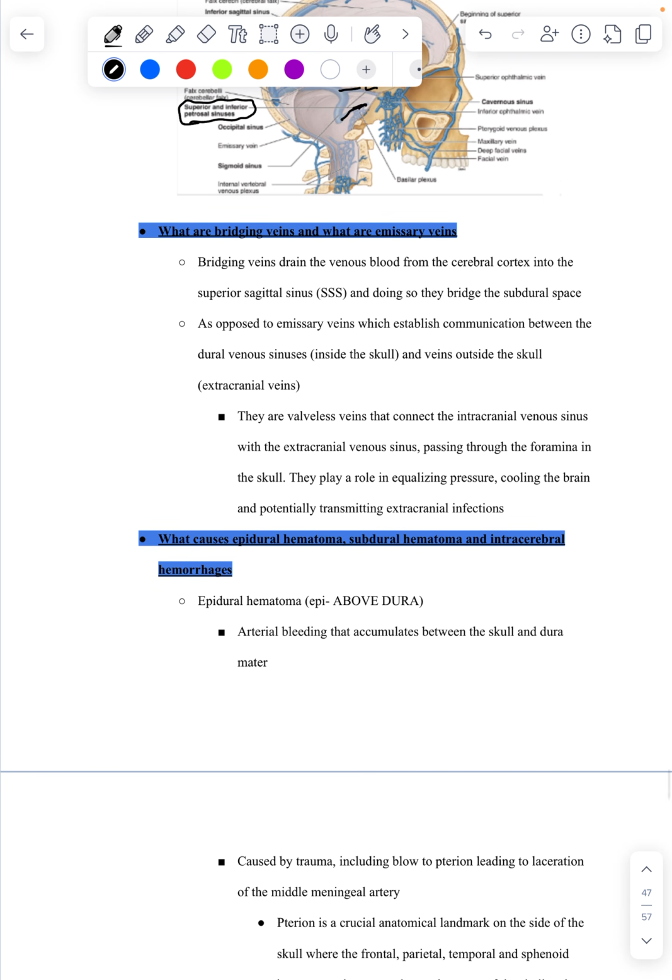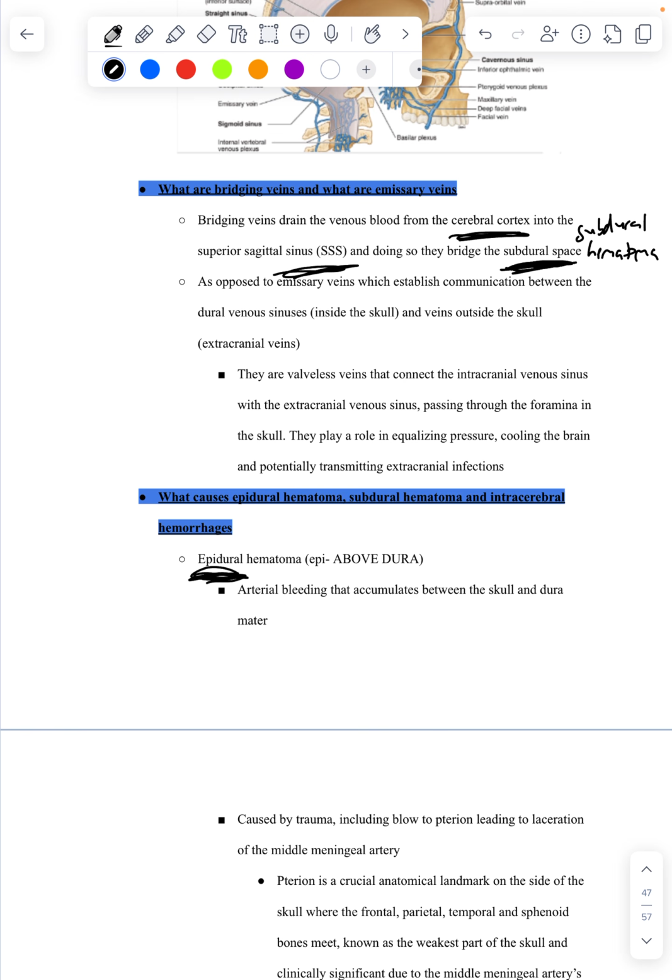So bridging veins, this has to do with ruptures, strokes, and all that. Bridging veins drain the venous blood from the cerebral cortex to the superior sagittal sinus, and in doing so, they bridge the subdural space. So if these explode or something bad happens here, you could get a subdural hematoma, which is different than an epidural hematoma. Epidural hematoma has to do with an artery, specifically the middle meningeal artery, the MMA. Subdural has to do with the veins, specifically the bridging veins.